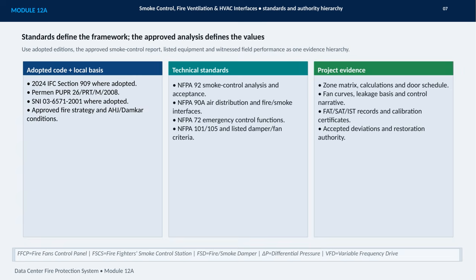Finally, the project evidence must support the design. That includes the zone matrix, calculations, door schedule, fan curves, leakage assumptions, control narrative, and FAT, SAT, and IST records. Calibration certificates, accepted deviations, and restoration authority also matter. Together, these sources create one defensible evidence chain, from governing requirements through witnessed field performance. The abbreviations at the bottom identify key controls and equipment, including the FFCP, FSCS, FSD, differential pressure, and VFD.